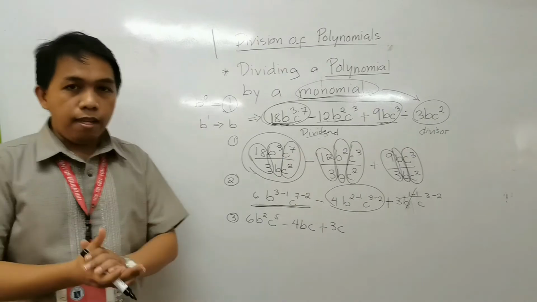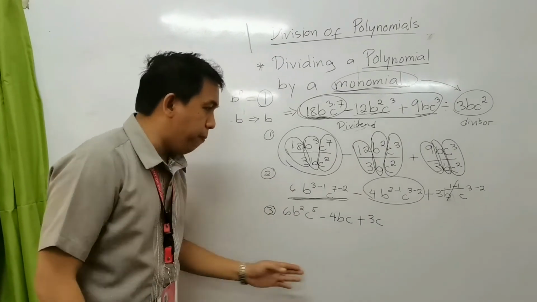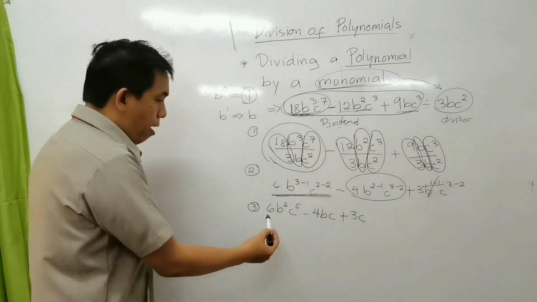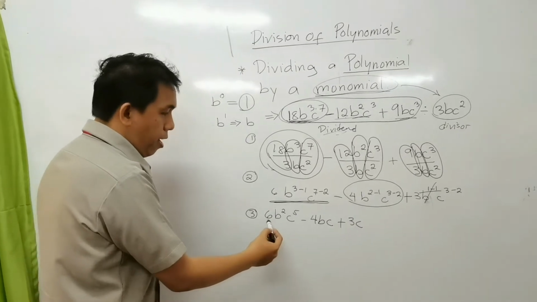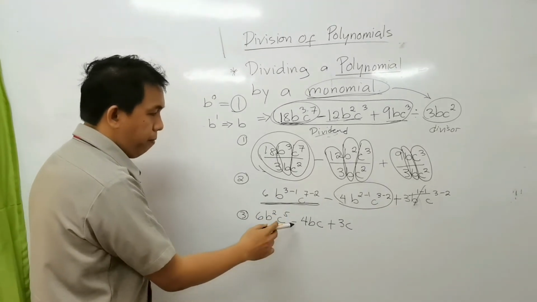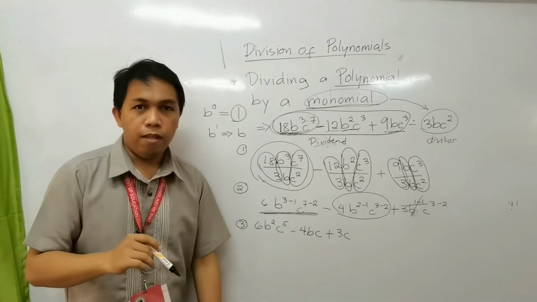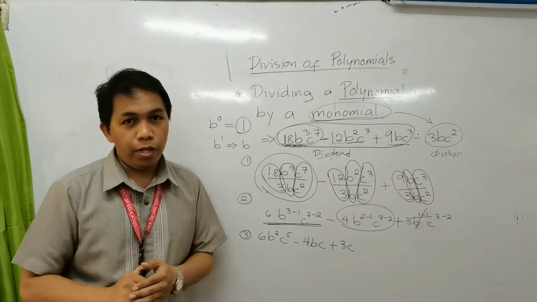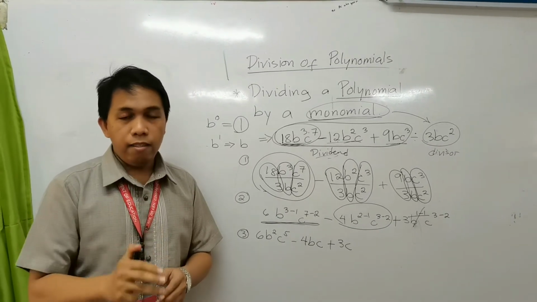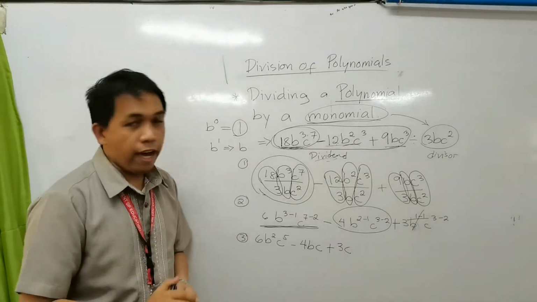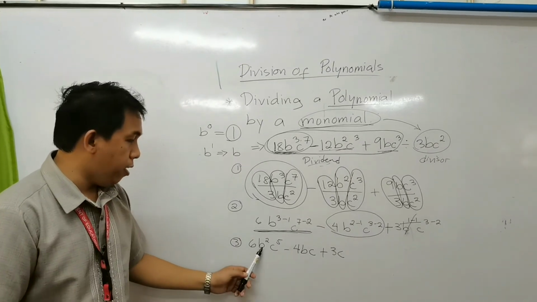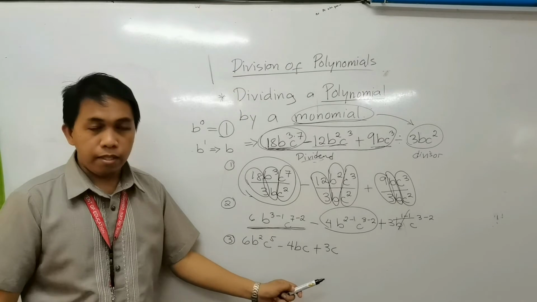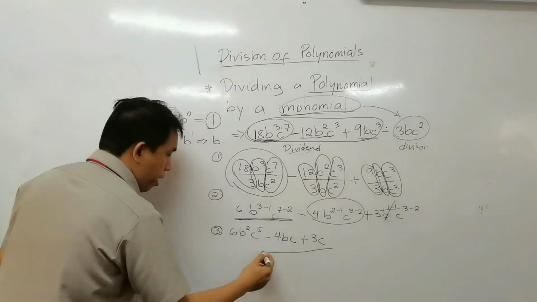Then lastly is to simplify again the polynomials if they have common like terms. Okay? So now, question. Can we subtract 6b squared c to the power of 5 minus 4bc? Again, from the rules of addition and subtraction of polynomials, you are allowed to add and subtract only if they have like terms. As you can see here, they are not like terms. So meaning, if they are not like terms, then this is the final answer.